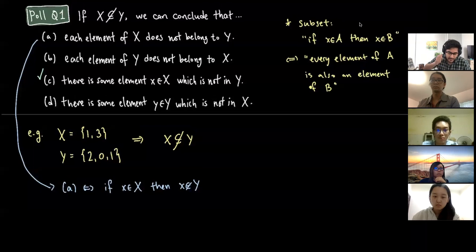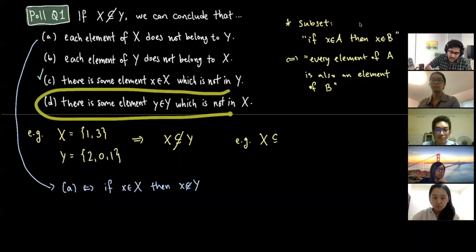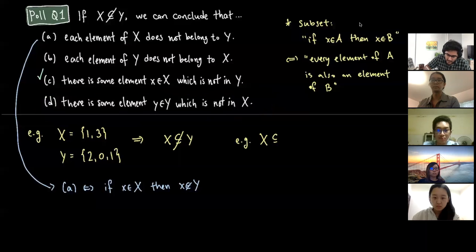Okay, there is some element y which is not in X. I see. So here's another example. Here's an example of where X is a subset of Y. Can someone give me an example of D? There's an element of Y which is not in X. So X is a subset of Y, but there is some element y which is not in X.